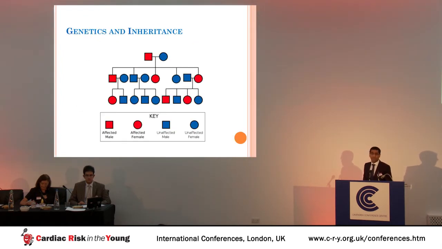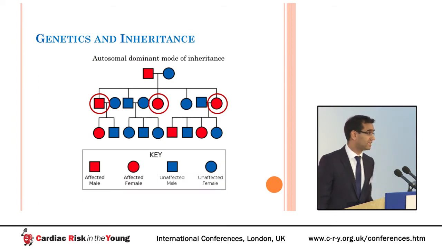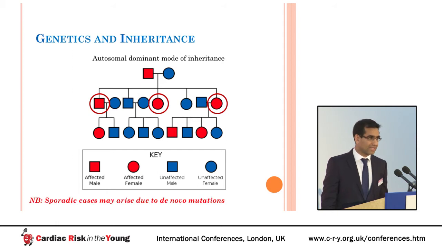Now, most of our understanding of the genetics and inheritance of HCM has come from familial studies performed in the 1980s. We know that it has an autosomal dominant mode of inheritance, meaning that each offspring of an affected individual has a 50% chance of inheriting the disease. There are some caveats to this as well, though, in that sporadic cases may arise due to de novo mutations.